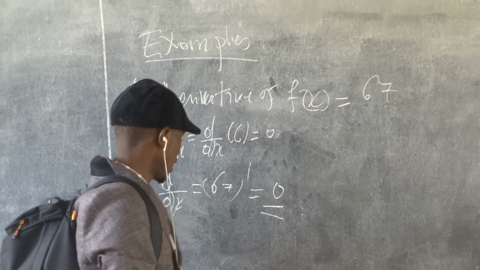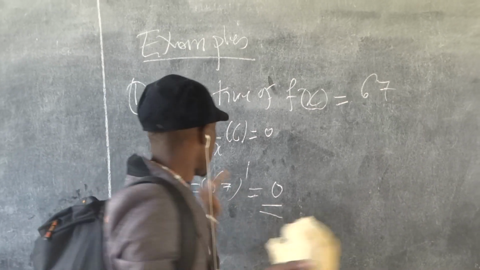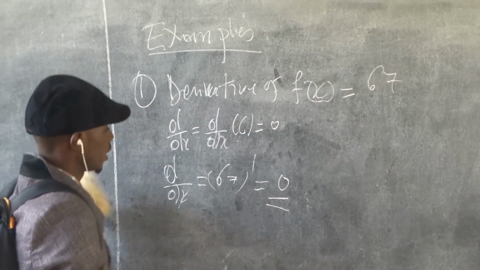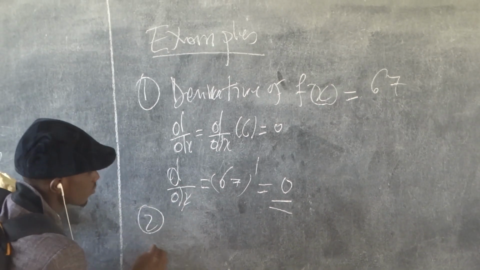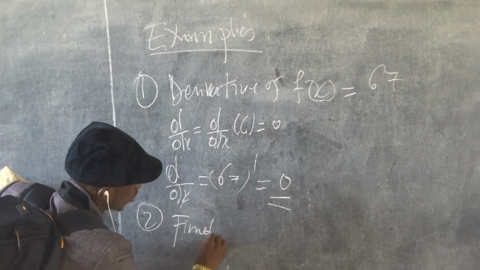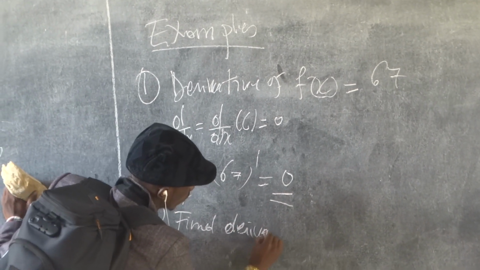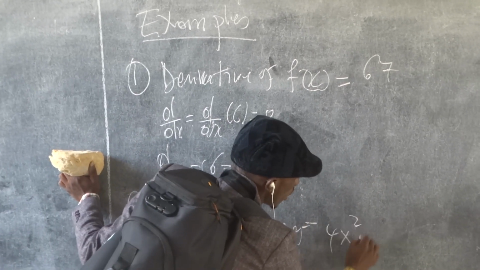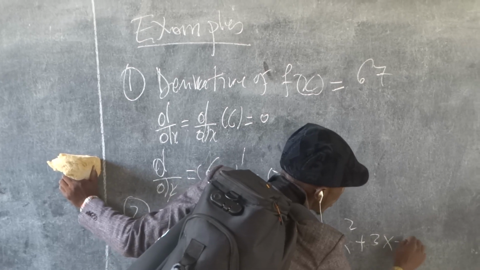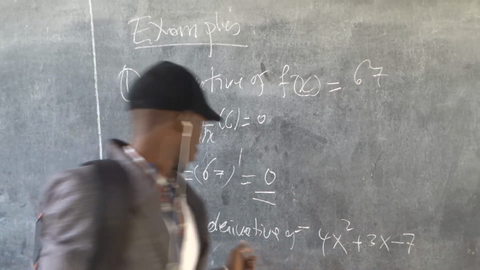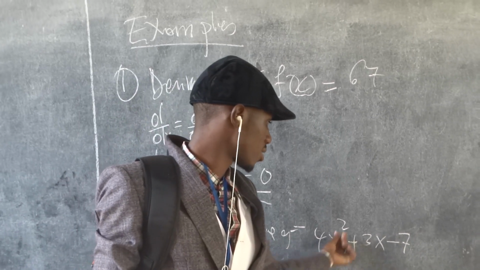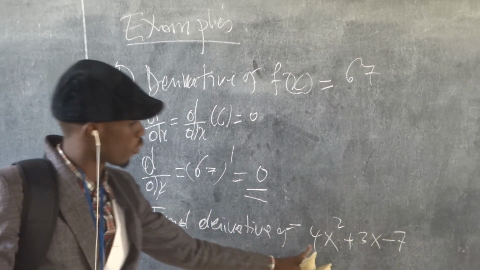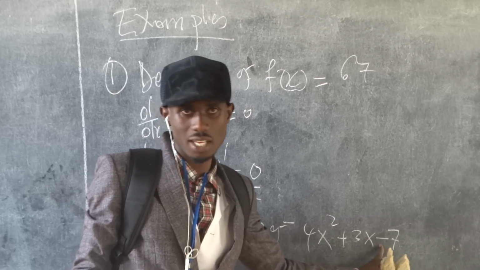Let's take another example of the derivative of a power. Second, find the derivative of 4x squared plus 3x minus 7. If we have a task for the derivative of 4x squared plus 3x minus 7.